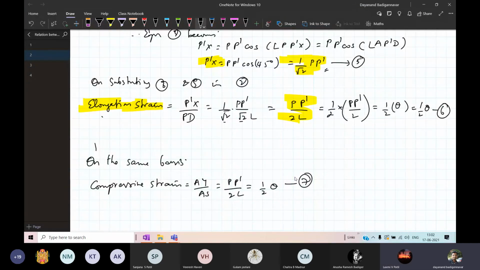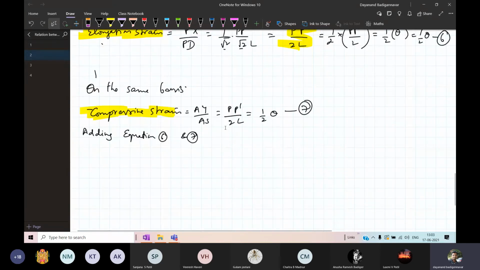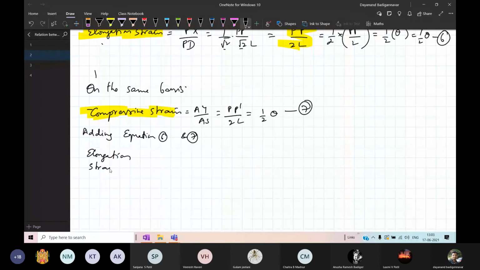Now look here, you add 6 and 7. We are completing now. Adding equations 6 and 7. What is equation number 6? It is nothing but the elongation strain. What is equation number 7? It is nothing but the compressive strain. Add them. Therefore, elongation strain plus the next one, the compressive strain.